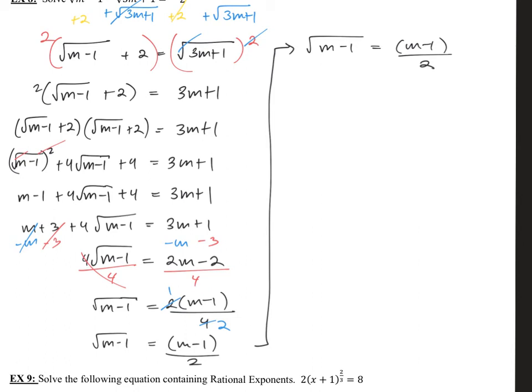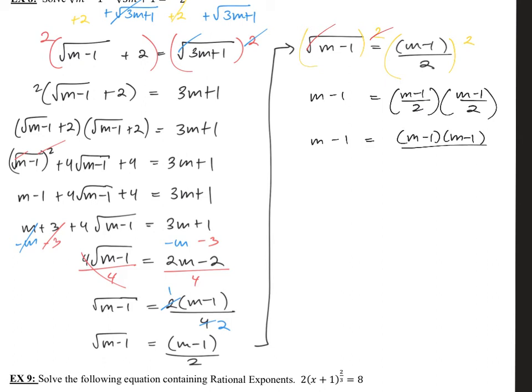What is the plan? Square both sides to get rid of that radical. So it does indeed get rid of the radical, huzzah. So m minus 1 equals, okay, but that has to be squared. So that's going to be (m minus 1)/2 times (m minus 1)/2. So minus 1 equals, well, in the top, we have m minus 1 times m minus 1, and in the bottom, we had 2 times 2, which is 4. Okay, we have to FOIL out that top. So foiling it out, we get (m squared minus 2m plus 1) divided by 4.